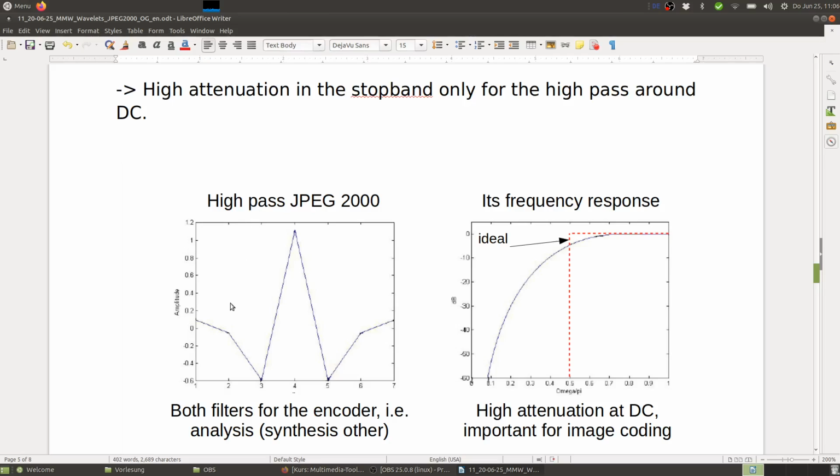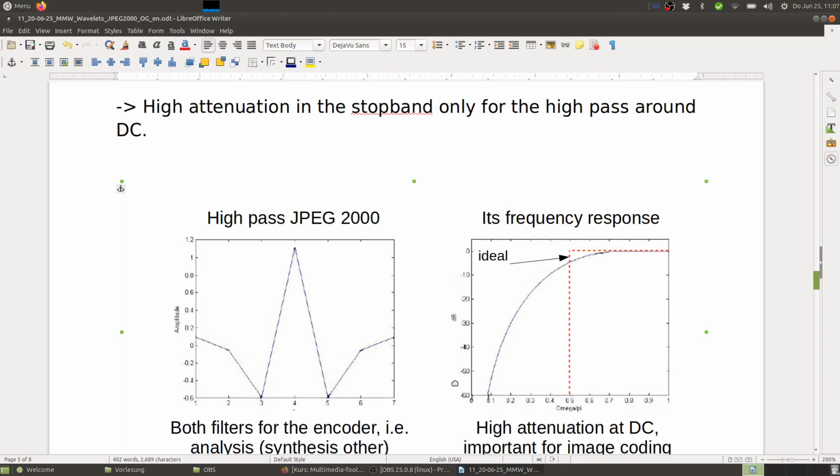So here's the high pass, and you can see it has the length of 7 samples. Yeah, so 7 instead of just 2. And here is the resulting frequency response. So this is for the analysis, and synthesis would be different.